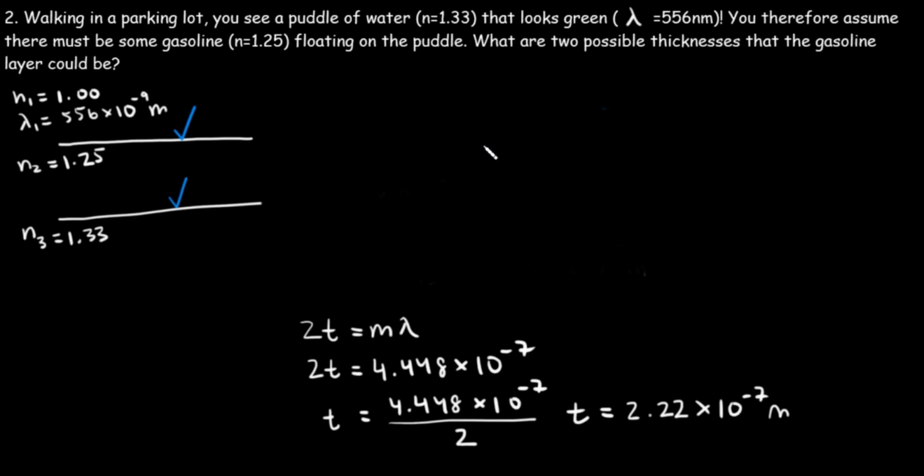which just means you're going to change the m, because m can be any number, just not really 0, because then it gets kind of weird. So imagine m is now going to be 2, so then that's going to give us our second thickness.